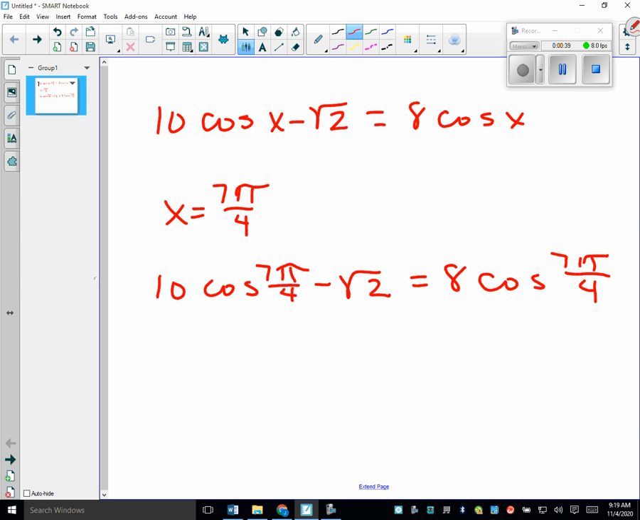Right? Okay, what is the cosine of 7 pi over 4? Now use your brains, not your calculator. What is the cosine of 7 pi over 4? It's quadrant 4, and its cosine must be positive. Agreed? So do I have 10 times radical 2 over 2 minus radical 2 equals 8 times, what is the cosine, once again, of 7 pi over 4?